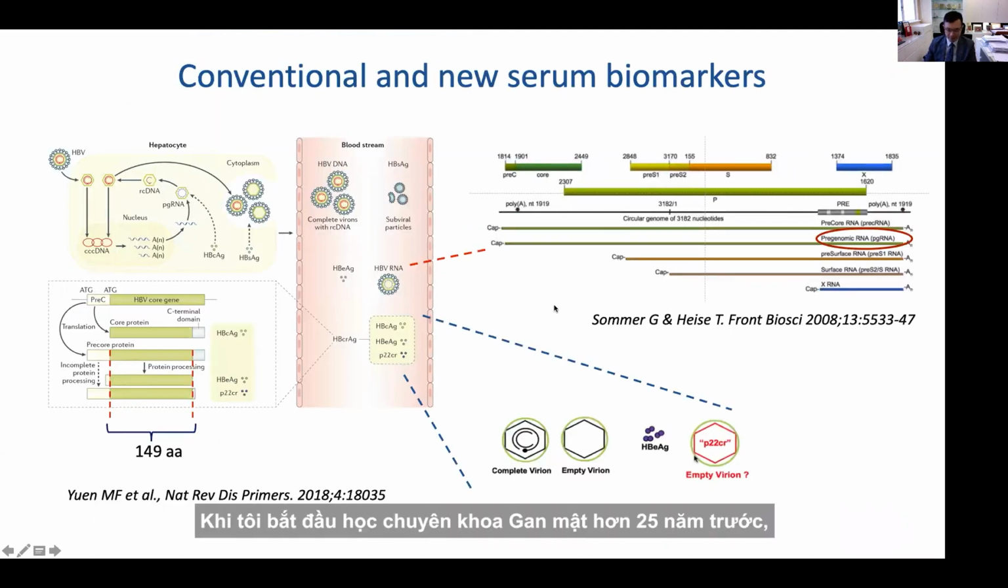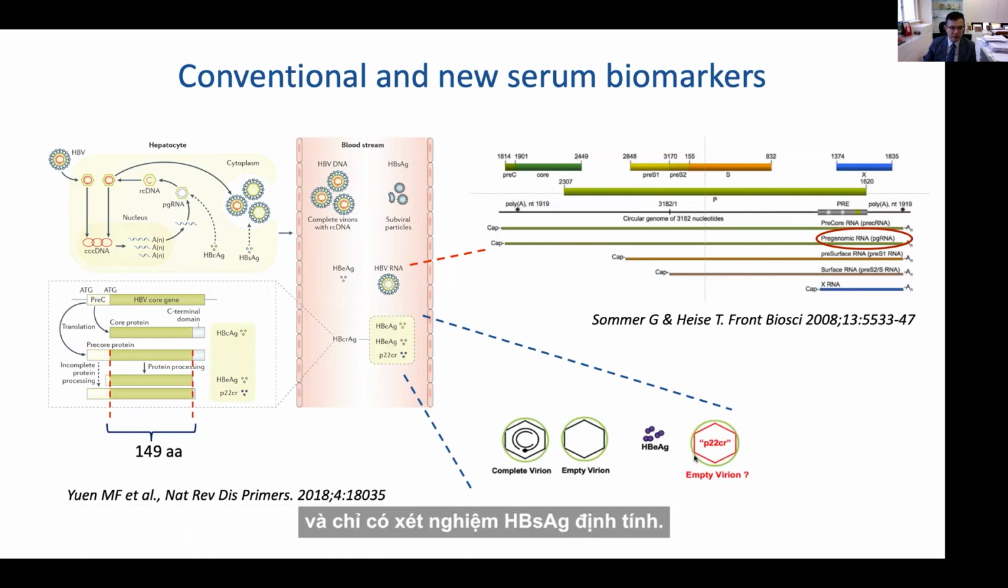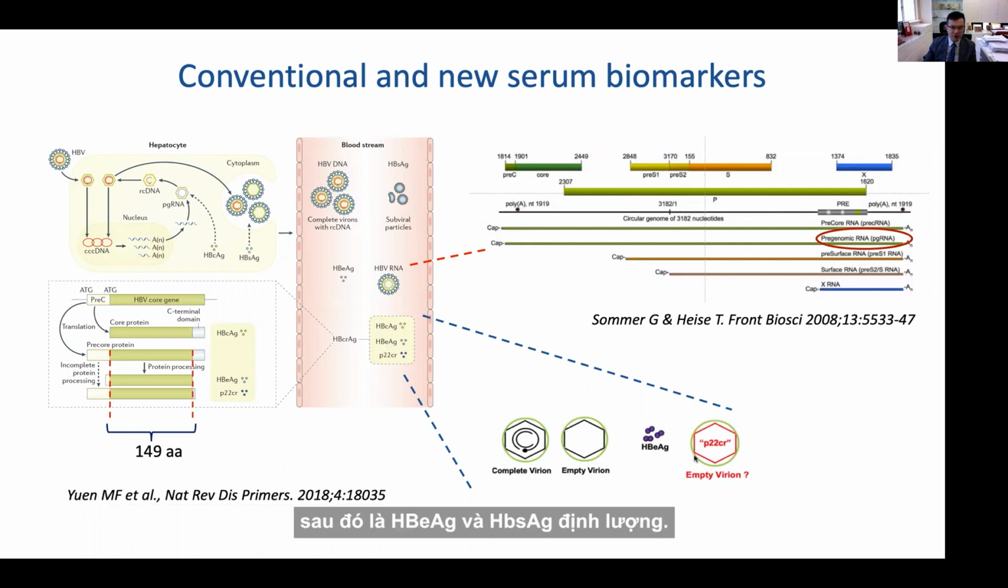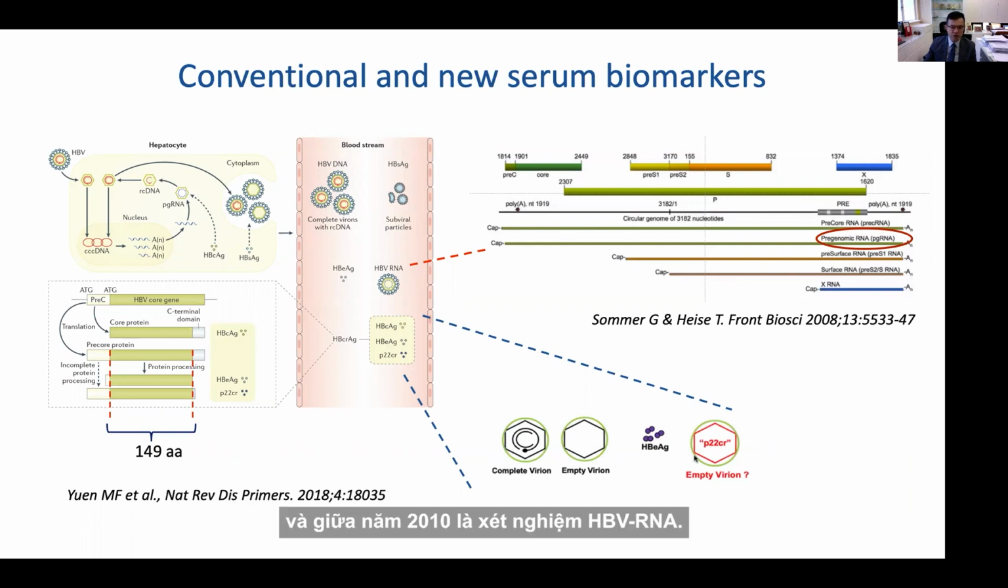When I started training in hepatology, more than 25 years ago, we used dot blot hybridization to semi-quantify HBV DNA into 1+ to 4+. We only had qualitative surface antigen and E antigen tests. Later on, we had standardized assays to quantify HBV DNA, then E antigen and surface antigen levels. With more scientific advancement, starting from the early 2010s, we had core-related antigen, and from the mid-2010s, we had HBV RNA.